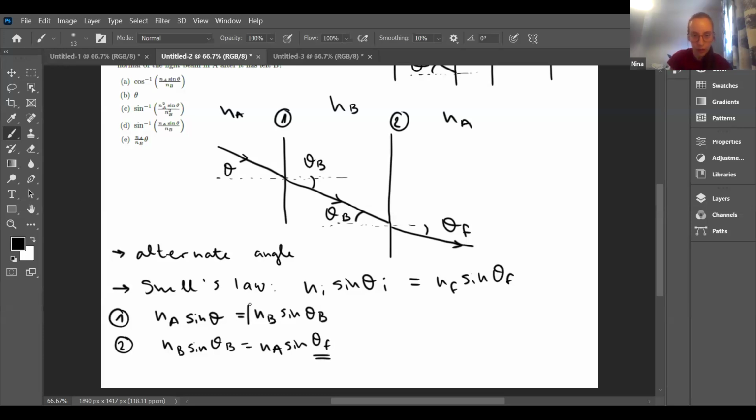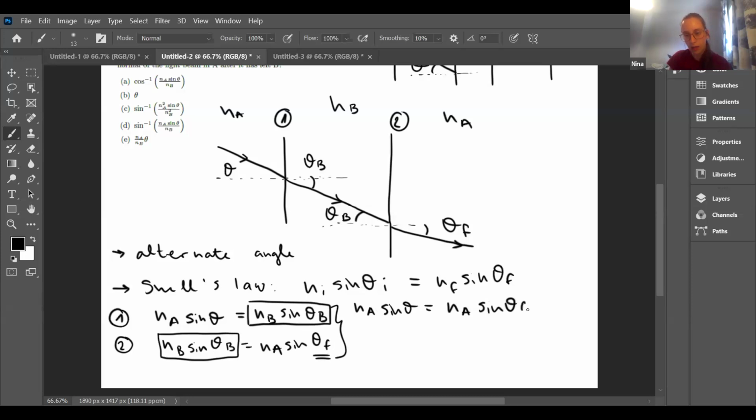So as we can see, these 2 elements are the same. Therefore, we can combine those 2 and say that NA times sine theta, which we know or are given, equals NA times sine of the angle we're looking for. We cross these out, and we can say that the two sines are equal.